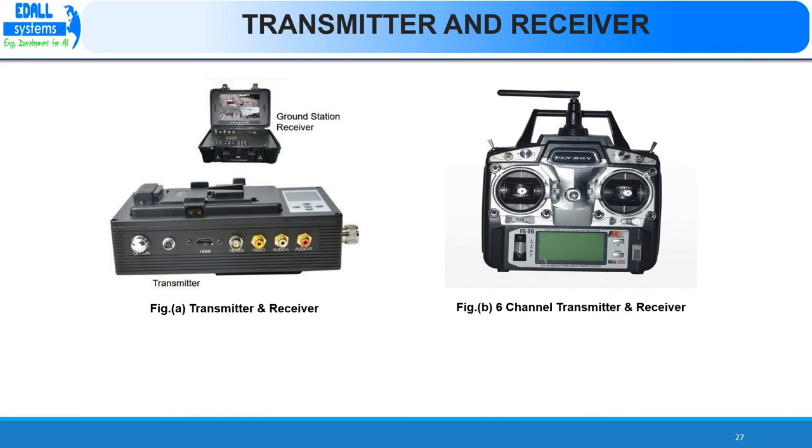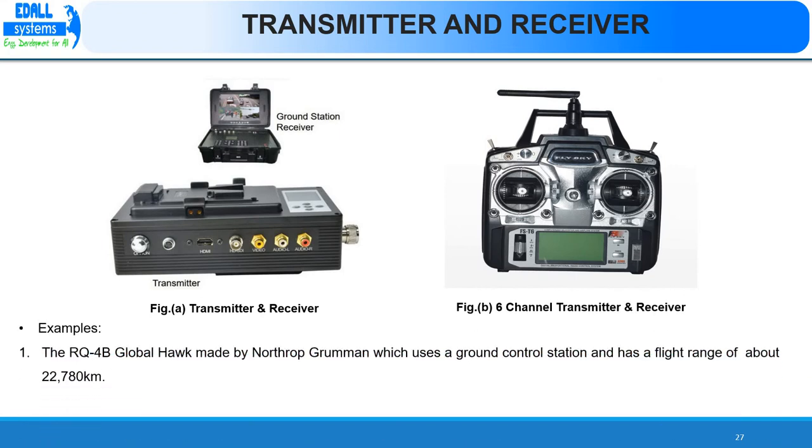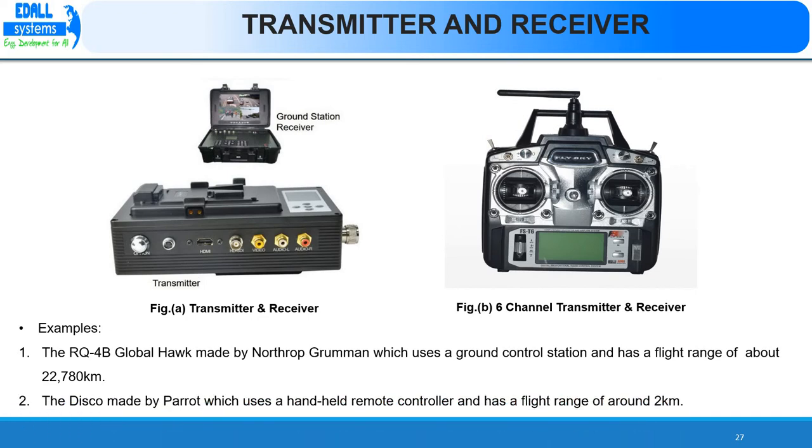Here are some pictures of transmitter and receiver. Examples are RQ-4B Global Hawk made by Northrop Grumman, which uses ground control station and has flight range of 22,780 kilometers. The second is Disco made by Parrot, which uses handheld remote controller and has flight range of around 2 kilometers.